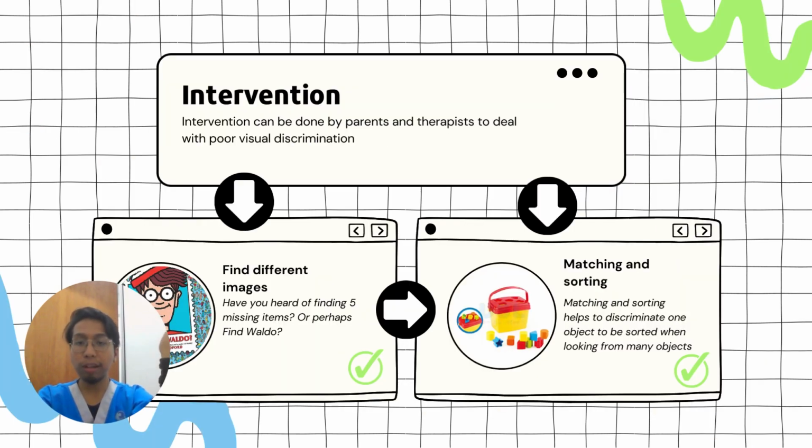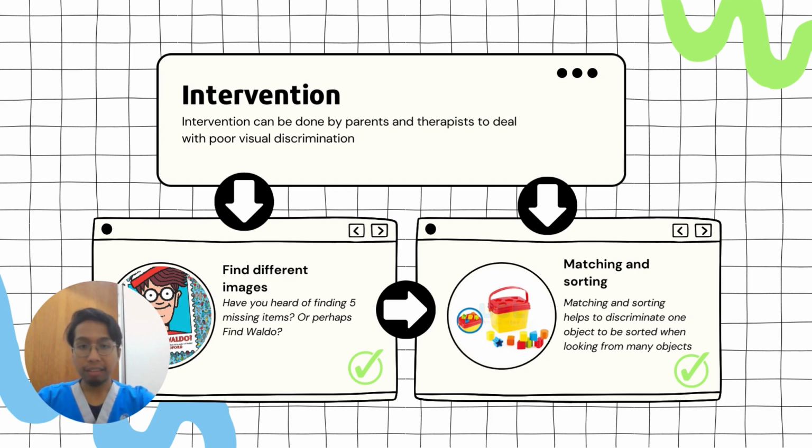I know that most parents might be asking, how can I actually help my kids to perform better in visual discrimination? So there are two things that parents and therapists can do to deal with poor visual discrimination. First one is find different images. As you can see, there's a lot of advertisement on finding the five missing items from different pictures, or Where's Waldo, for example, the most famous finding different images activity.